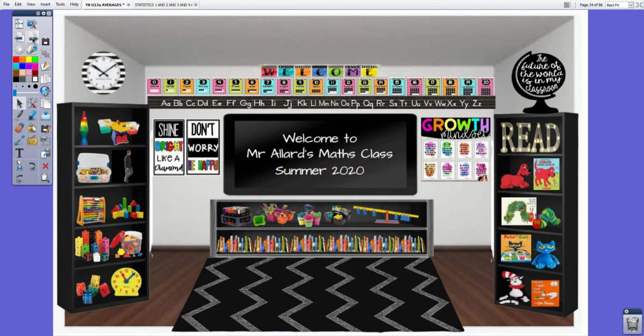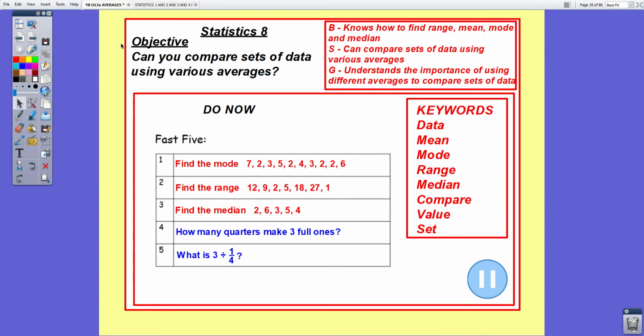Right, okay. Today's lesson, Statistics 8. Can you compare sets of data using various averages? Success criteria: Bronze knows how to find range, mean, mode and median. Silver can compare sets of data using various averages. Gold understands the importance of using different averages to compare sets of data.